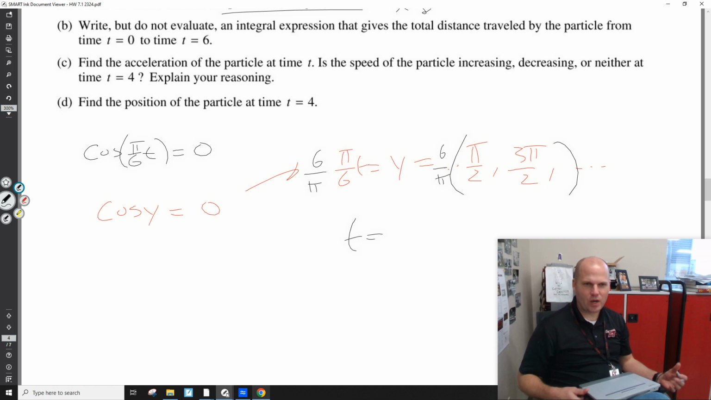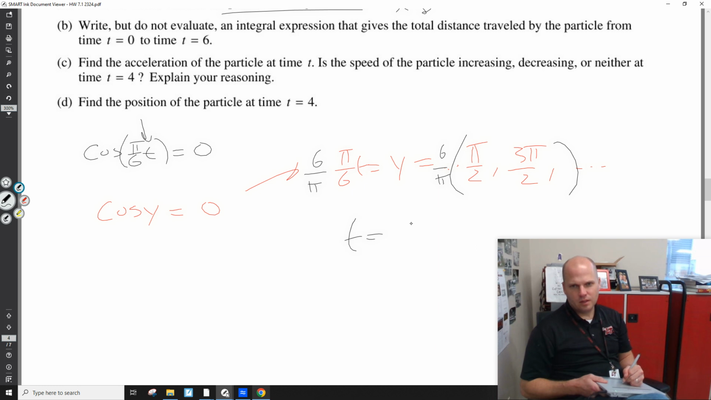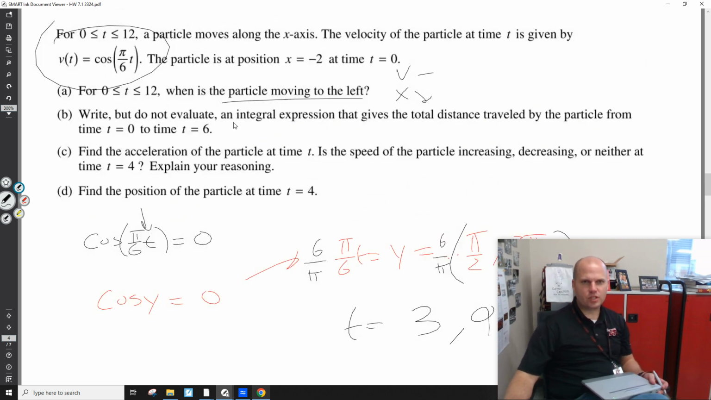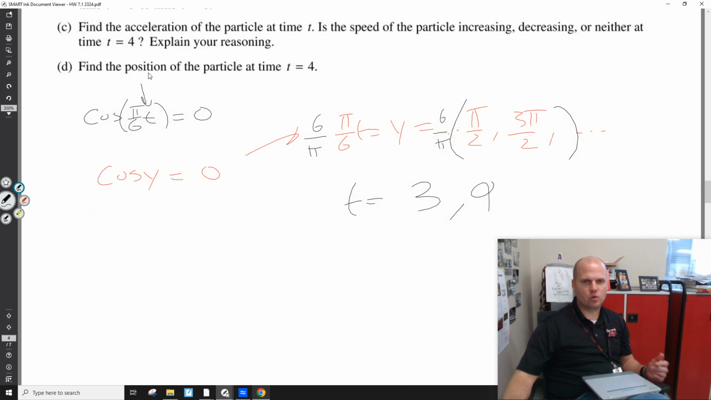Probably the best way is to know it's like, oh, I want pi over 2. I have 3. Oh, I want 3 pi over 2. I need a 9. 6 divided by 2 is 3 times 3 is 9. This works out in that it's between 0 and 12.